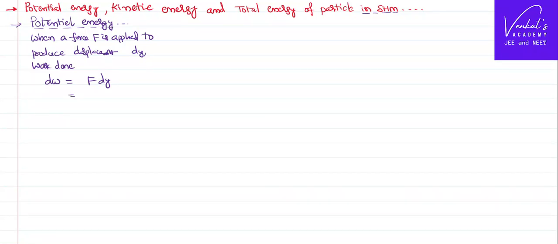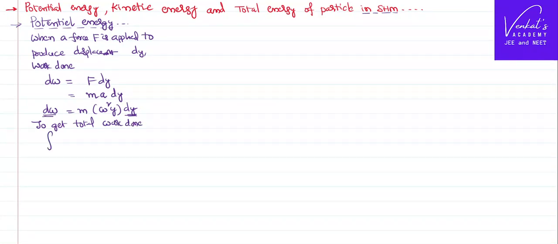But what is the value of that work? The force is mass into acceleration. We know that for a particle in simple harmonic motion, acceleration is omega square y. So the small work done to produce a displacement dy is m omega square y dy. But we need to add up so many of these displacements together to get the total work done, so we shall integrate this equation.